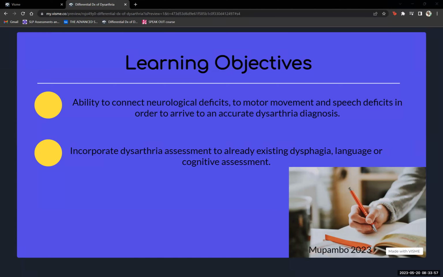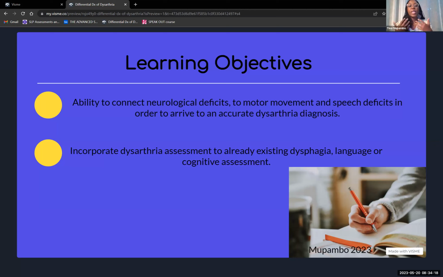Absolutely, no problem. Awesome. So we're going to start with laying out our learning objectives, right? There are two main learning objectives. The first is that you would walk away with a new or refreshed ability to connect the neurologic deficits that you're seeing to motor movement and speech deficits in order to arrive at an accurate dysarthria diagnosis.